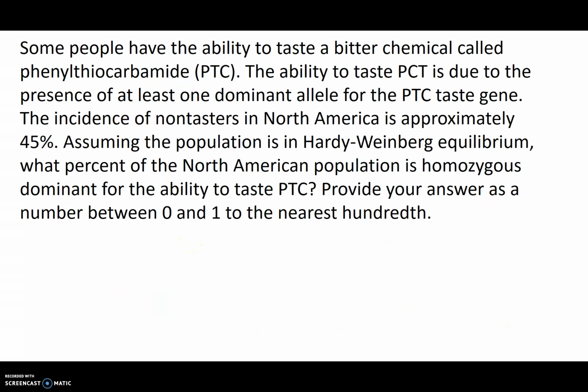Okay, some people have the ability to taste a bitter chemical called phenylthiocarbamide, PTC. The ability to taste is due to the presence of at least one dominant allele. So tasting is dominant. Non-tasters is recessive, 45% of the population. Assuming it's in Hardy-Weinberg, what percent of the population is homozygous dominant for the ability to taste? So we have 0.45 as non-tasters. That's our Q squared.